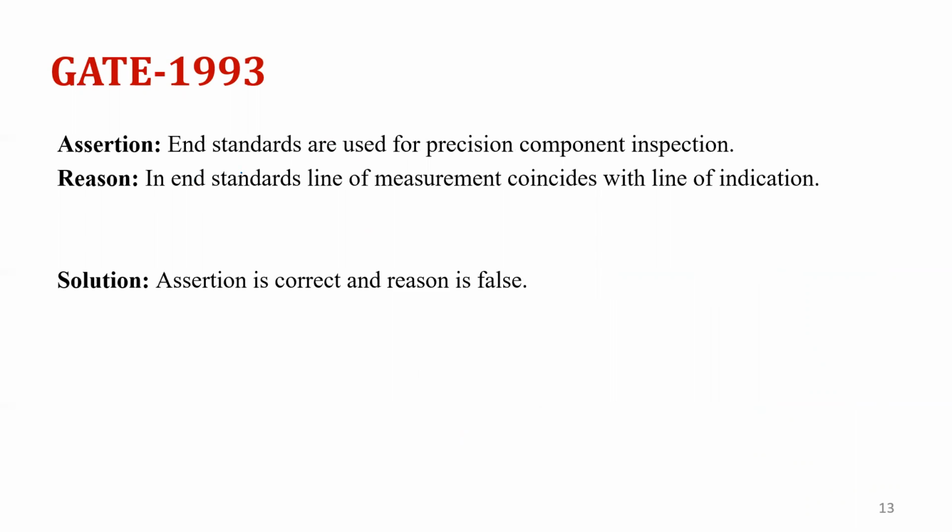Next problem: end standards are used for precision component inspection. This is the correct statement. In end standards, a line of measurement coincides with the line of indication. So this statement is false. So the assertion is correct and the reason is false.